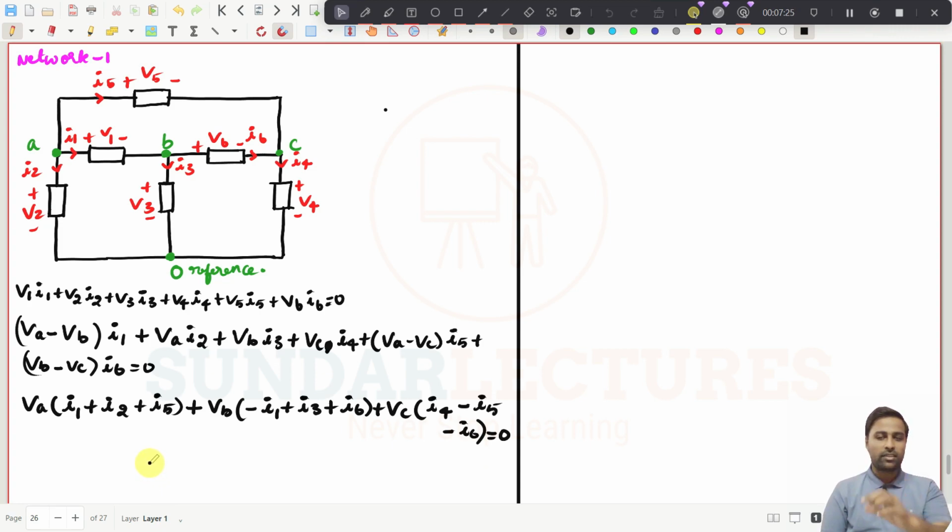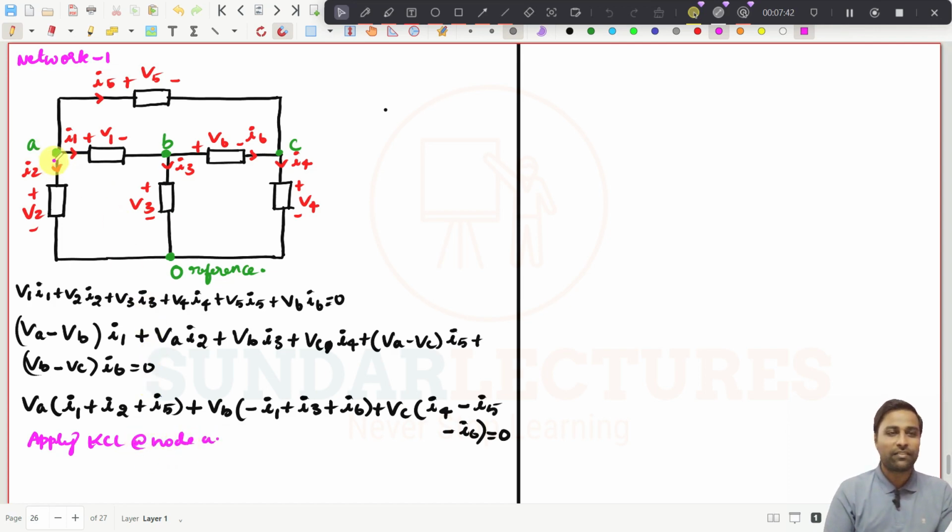Try to understand what each of these is. Apply KCL, maybe I will write it down. Apply KCL at node A. At node A, what will you get? If I apply KCL, all the currents are going away; no currents are coming in. I1, I2, I5 are going away, so I1 plus I2 plus I5 is equal to 0. This is expression number 1.